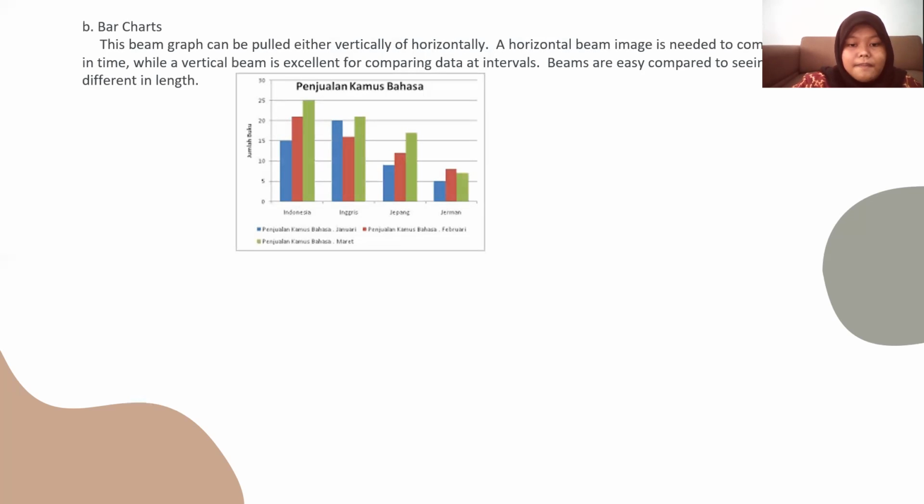The chart shows the sales of language dictionaries in such countries as Indonesia, England, Japan, and Germany. The blue bar represents sales in January, the red the sales in February, and the green the sales of March.